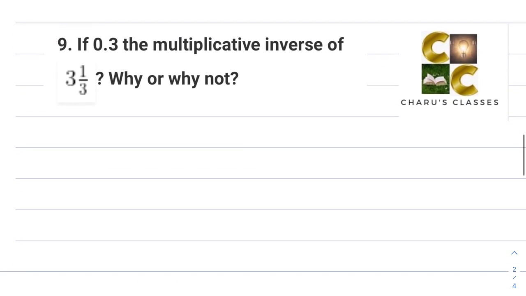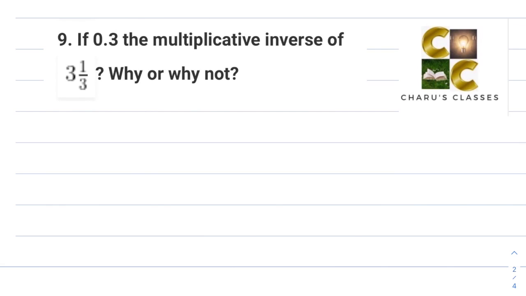Question number 9. Is 0.3 a multiplicative inverse of 3 1 by 3? Why or why not? So first let's check 0.3. We can write it as 3 by 10. If we write it in fractions, it will be 3 by 10. Now we have to check its multiplicative inverse. What will be the multiplicative inverse of 3 by 10? It is definitely going to be 10 by 3.